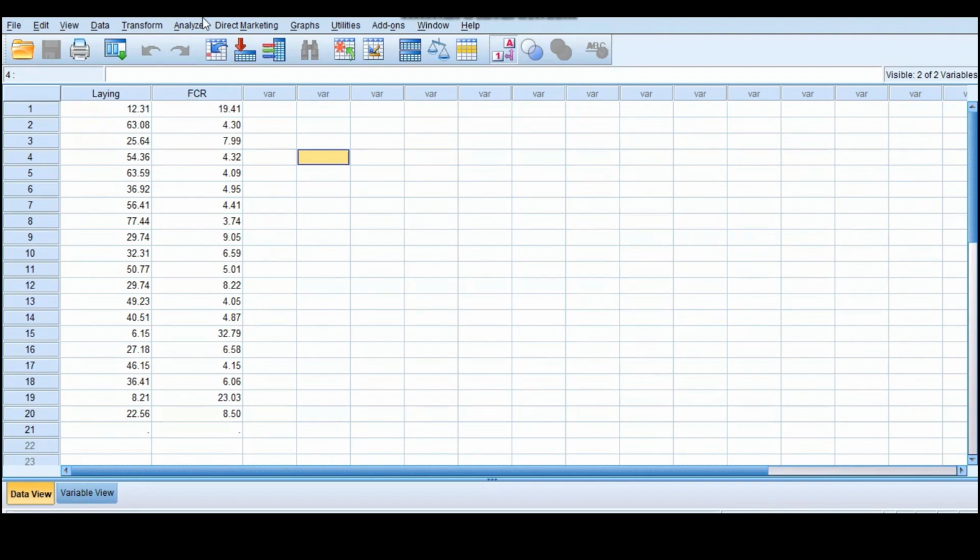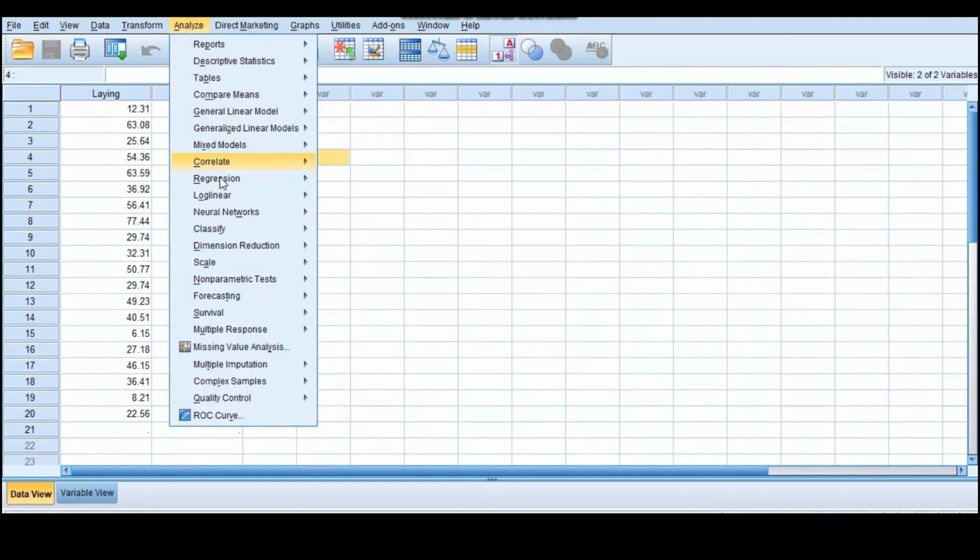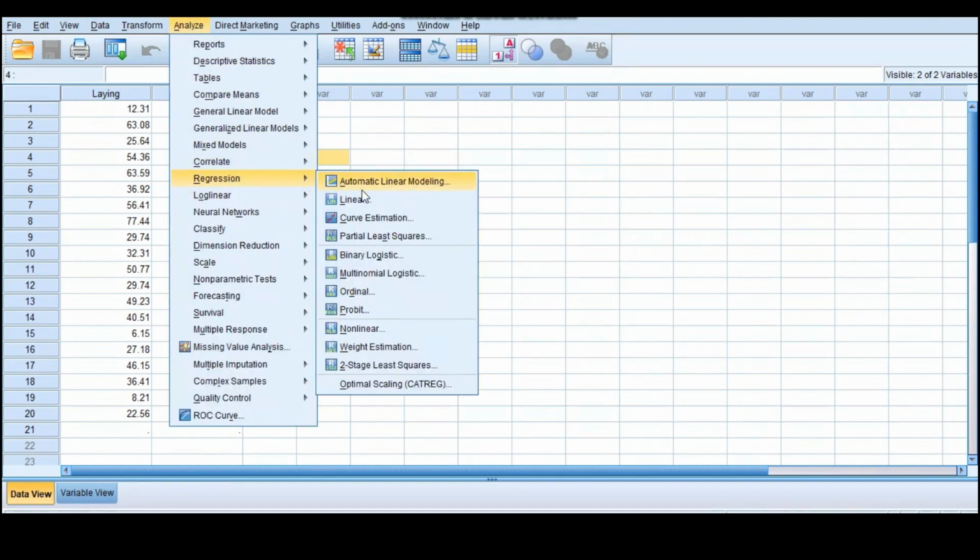So one of the things that we are going to do is go to Analyze, and then Regression. So you see all these are regression models that you are supposed to use, but you don't know which specifically we are going to use. So we go to Curve Estimation.